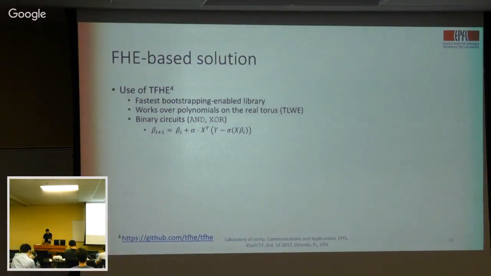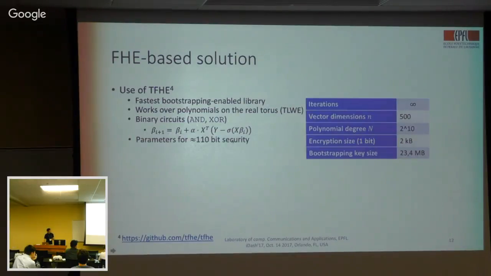On the second solution, by using this TFHC library, this is the fastest bootstrapping enabled library up to now. So it was presented in AsiaCrypt last year. It works over polynomials on the real torus, and it allows for binary circuits, so basically add and XOR gates. So this means that this operation has to be coded as a binary circuit, and the parameters that we get for 100 bit security are bits, the encryption size is 2 kilobytes, so it's quite small compared to the other encryptions. And the bootstrapping key size is also 23 kilobytes. This is also the smallest bootstrapping matrix for all the bootstrapping enabled crypto systems available today.